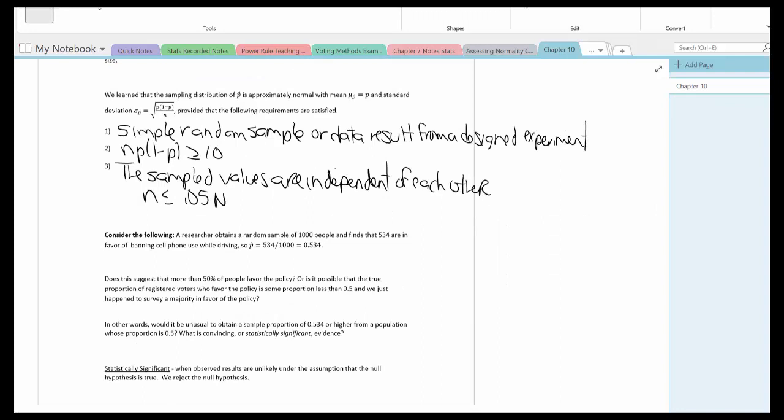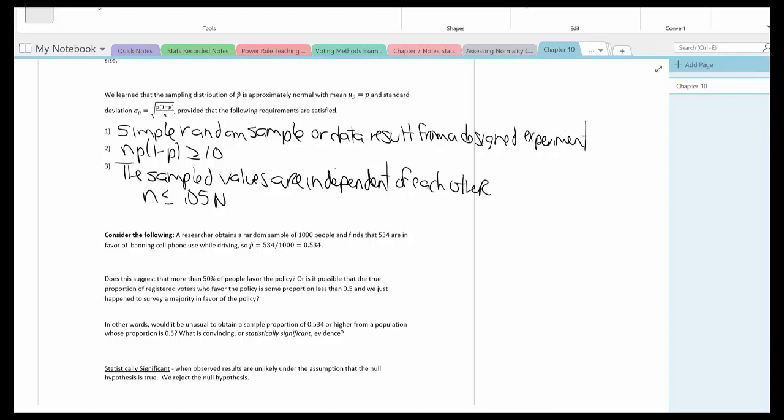All right, so let's consider the following. A researcher obtains a random sample of 1,000 people and finds that 534 are in favor of banning cell phone use while driving. So p hat is equal to 534 over 1,000, and I can rewrite it as 0.534. Does this suggest that more than 50% of people favor the policy? Or is it possible that the true proportion who favor the policy is some proportion less than 5/10, and we just happen to survey a majority in favor of the policy?